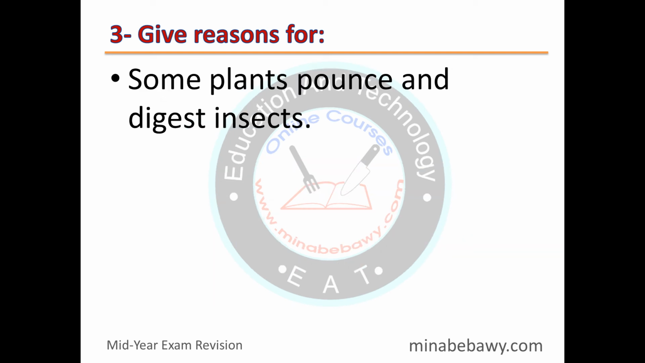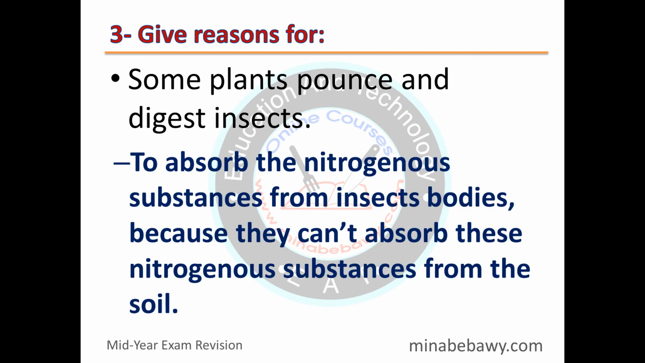Some plants pounce on and digest insects to absorb the nitrogenous substances from insects' bodies because they can't absorb these nitrogenous substances from the soil.